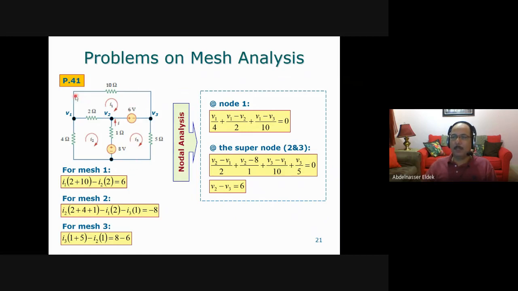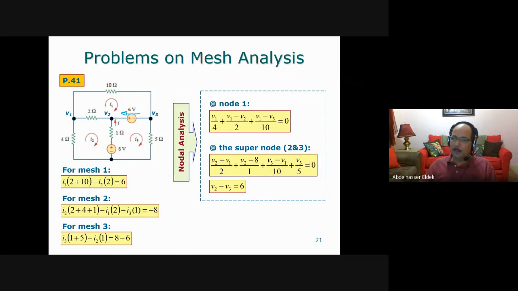But equal what? Equal the source. Do we have a source here? Yes, we have this 6 volt. And 6 volt is positive because it is in the clockwise direction. The 6 volt is in this direction, so it is in the clockwise direction of I1.